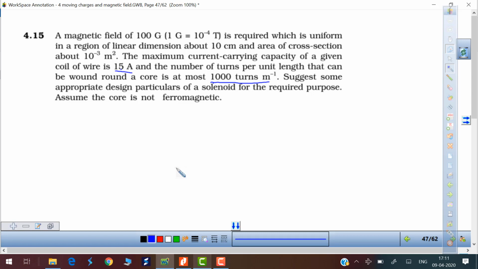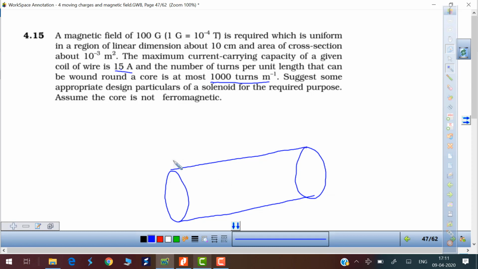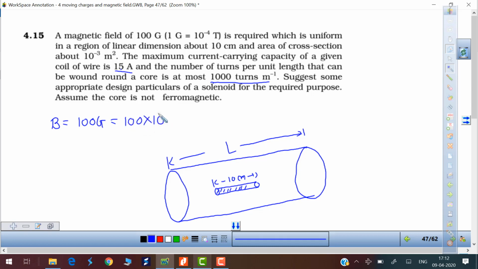So we use a solenoid. So this is our solenoid. We don't know what the length is, so we will fix the length. But it is required that in some length, around 10 centimeter, this is 10 centimeter, this is 10 centimeter, where we need the magnetic field. How much? I need 100 Gauss, or you can say 100 into 10 raised to minus 4 Tesla.